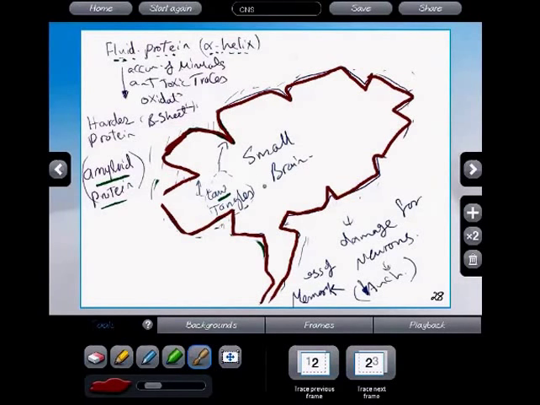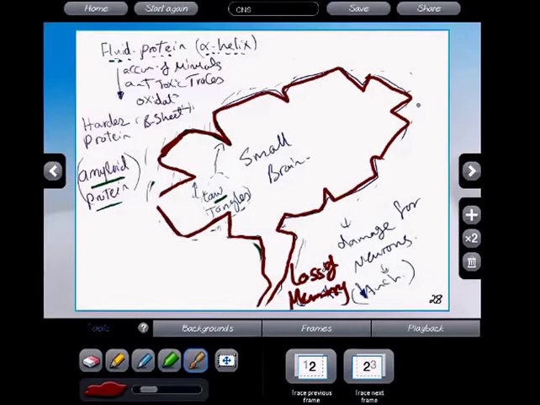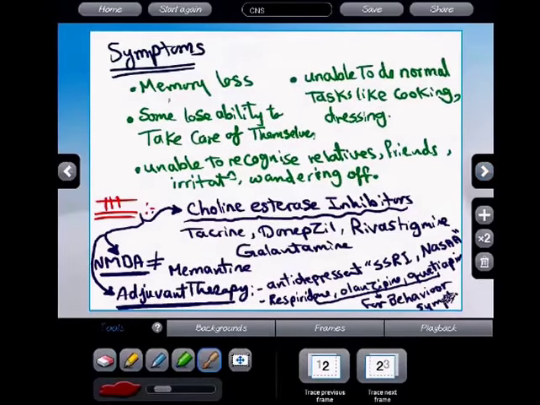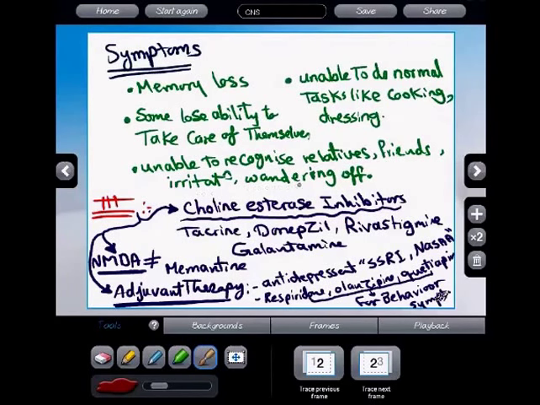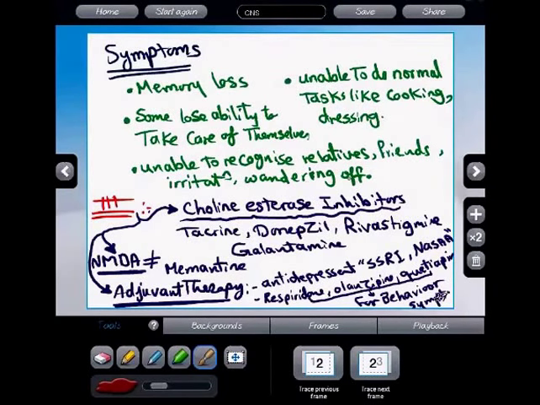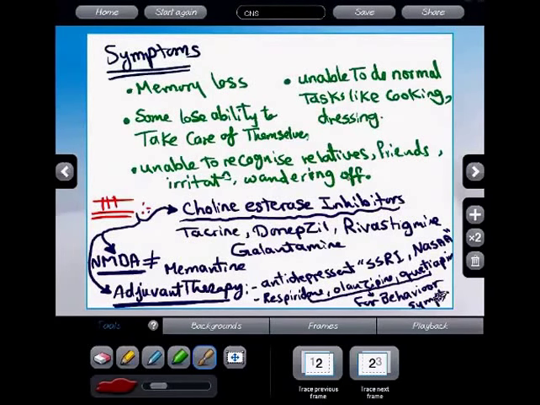Loss of memory is the major symptom of dementia, but it's not the only thing, because this person will suffer many other things. Memory loss is the major one, but the person is also unable to do normal tasks like cooking and dressing. Some lose the ability to take care of themselves, are unable to recognize relatives and friends, show irritation, wander off, and at the end he gets depression. All the people around him, he doesn't know them, he can't remember them. So that makes a depression.